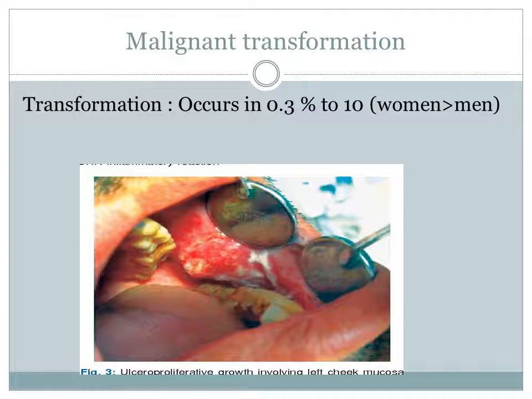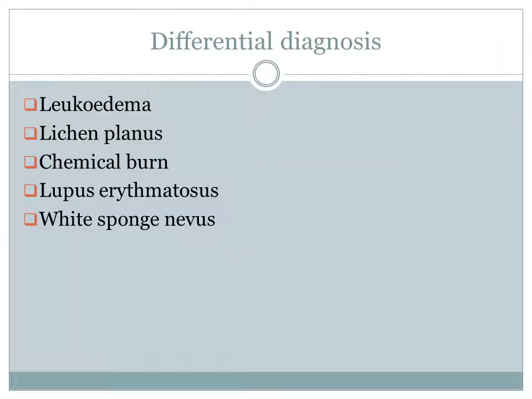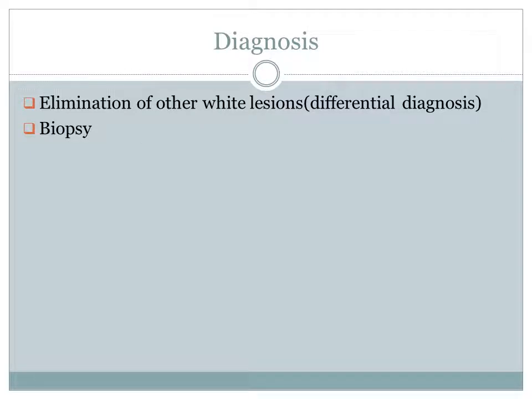Malignant transformation occurs in 0.3% to 10%, and in women more than men. Differential diagnosis: leukoedema, lichen planus, chemical burn, lupus erythematosus, white sponge nevus. Diagnosis: elimination of other white lesions as differential diagnosis, and biopsy.